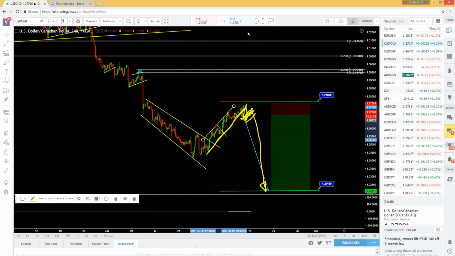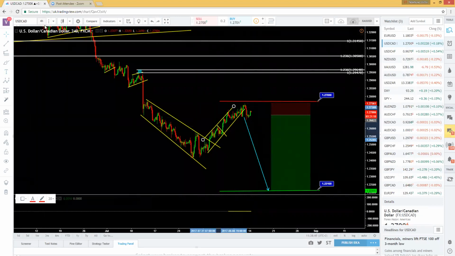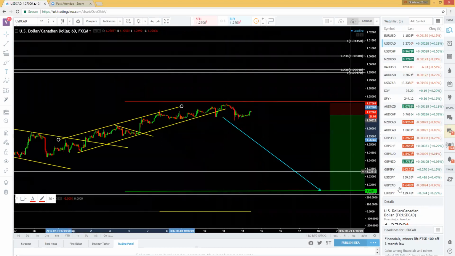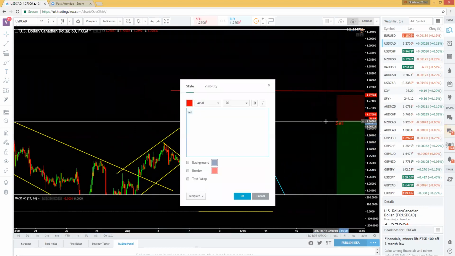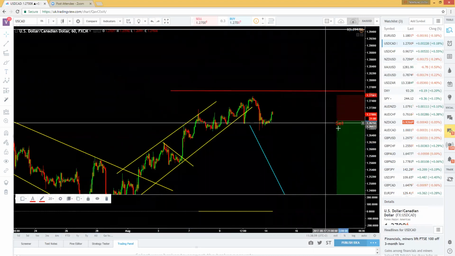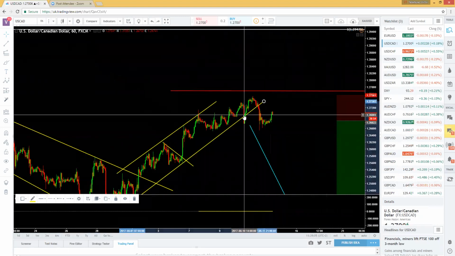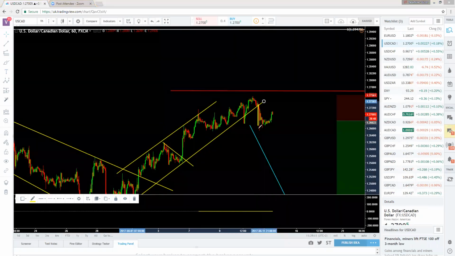In the meantime, if you have not entered yet, let me clear the drawings. You can wait for this small flag that is currently forming. Let me go to the 1 hour. So this is the 1 hour chart. This is the control. It has broken this. This has been broken, and it is now forming this flag again here.